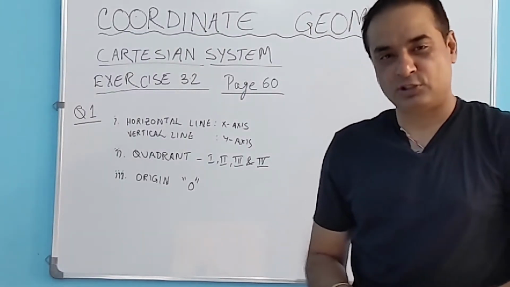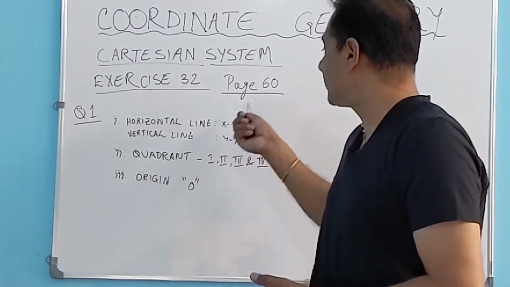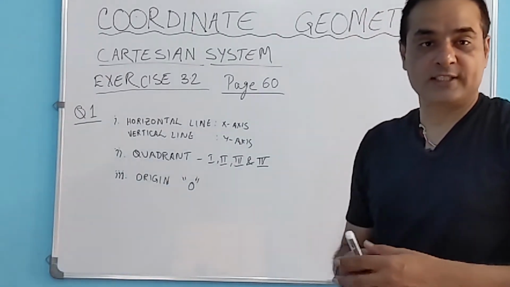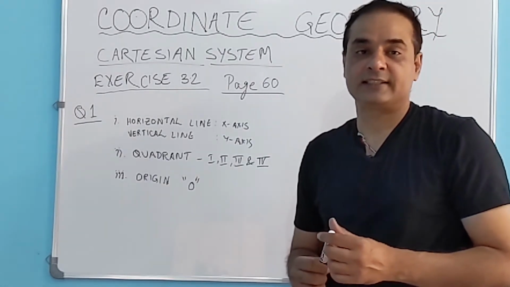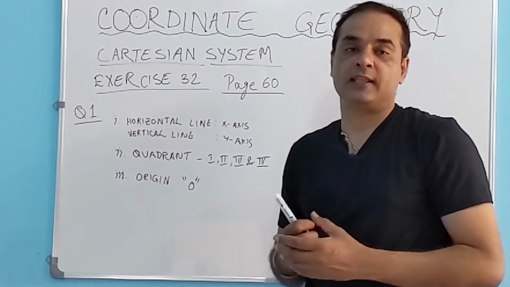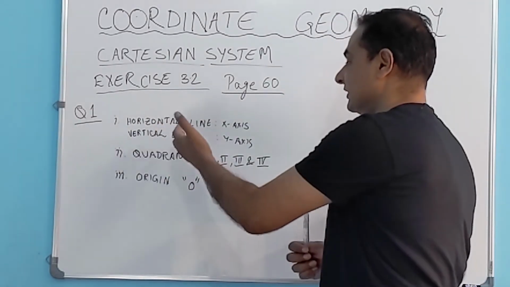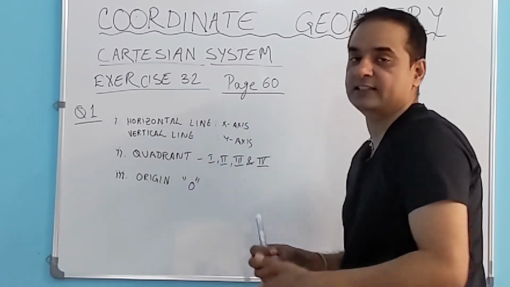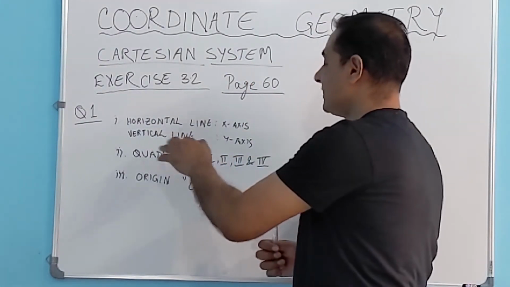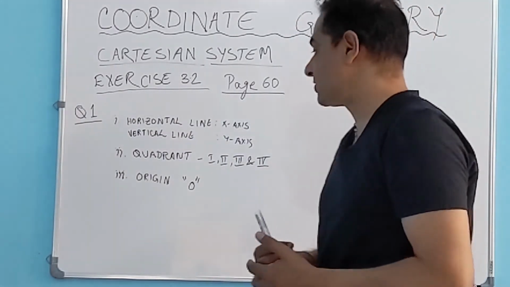Look at the unsolved exercise, which is exercise 3.2. It is given on page 60 in NCERT. So, the first question says, what is the name of horizontal line and vertical line drawn to determine the position of any point in Cartesian plane? So, we know horizontal line, which is x-axis, it is denoted as x and x dash. Vertical line, which is known as y-axis, and it is denoted as y and y dash.